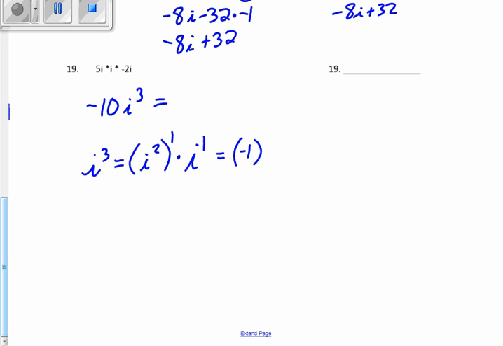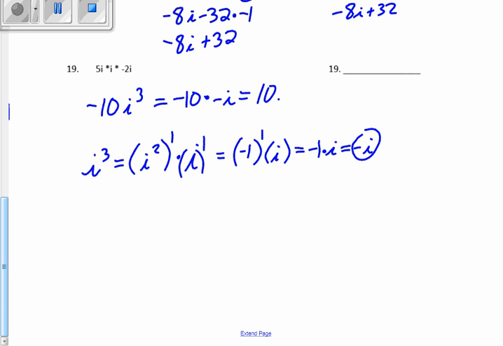And I just put that in parentheses. No real need to. But negative 1 to the first power is negative 1, times i is negative i. So i to the third equals negative i. Negative 10 times negative i is positive 10i. So this is 10i.